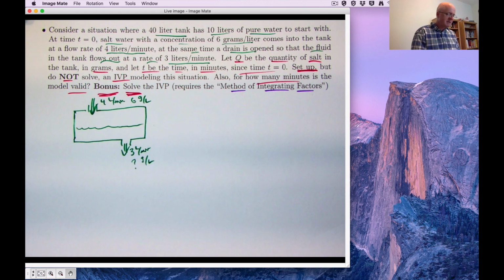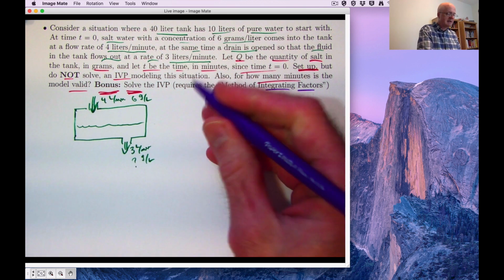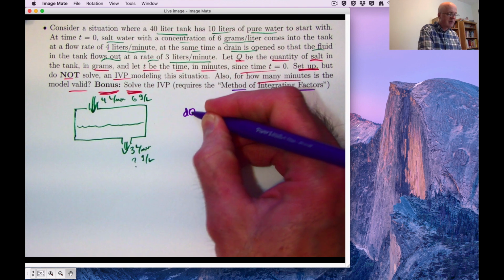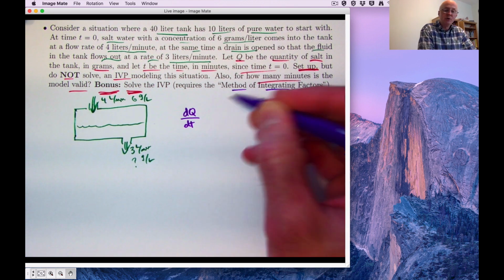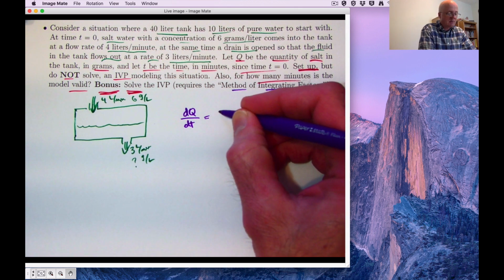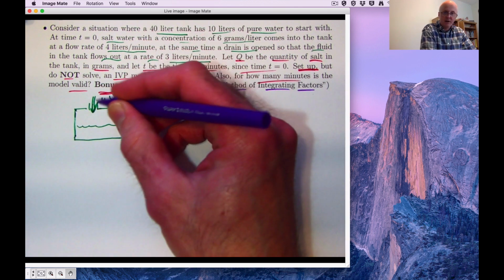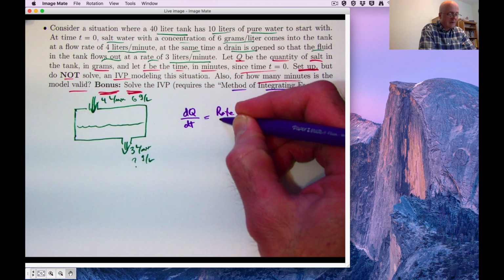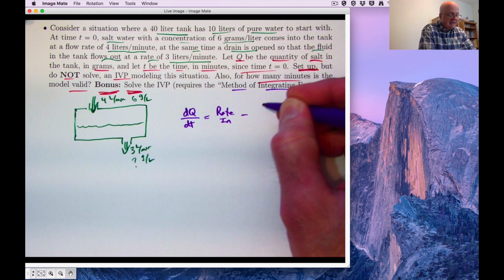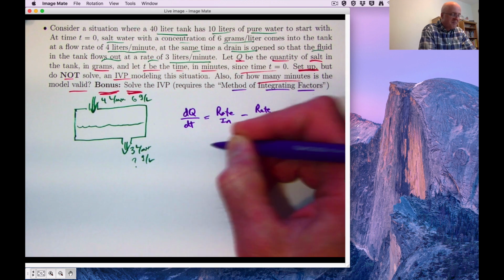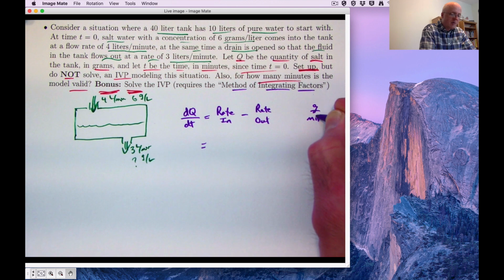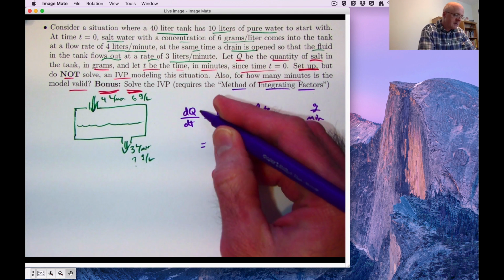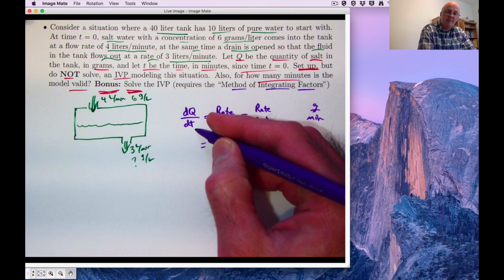The essential principle to derive the differential equation is that the rate of change of the quantity of salt with respect to time comes from two sources, a rate in and a rate out. From the salt water coming in, that's rate in, minus the rate out. And the units have to be grams per minute. It's important to think about the units here because it's grams for Q and minutes for T.